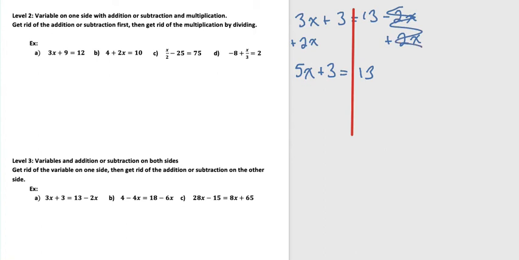And now what we have left is just like the examples we were looking at earlier. We'll get rid of addition or subtraction first. So we have a plus 3. Let's subtract 3 to get rid of it. These go away. 5x equals 13 minus 3, which is 10. And finally, 5 times x, 5x, multiplication. We'll get rid of it by using division. If we divide one side, we have to divide the other side. So our 5's go away. We're left with x equals 10 divided by 5, which is 2.